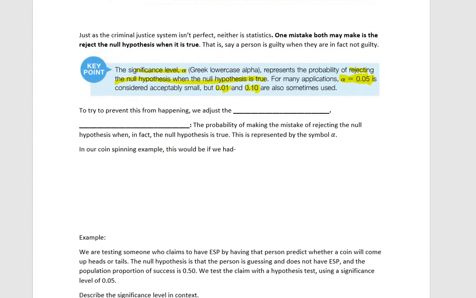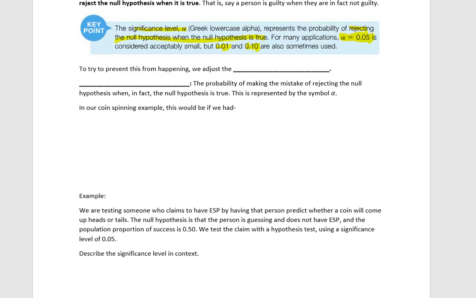Alright, so from the last video, what we try to do is prevent this mistake of rejecting the null hypothesis when it's true by adjusting the significance level, which we call alpha. Alpha is the probability that we set ahead of time to try to not accidentally reject the null hypothesis. So again, if you're doing a medical study, you want your alpha to be a 1% chance that you reject the null hypothesis when it's actually true.